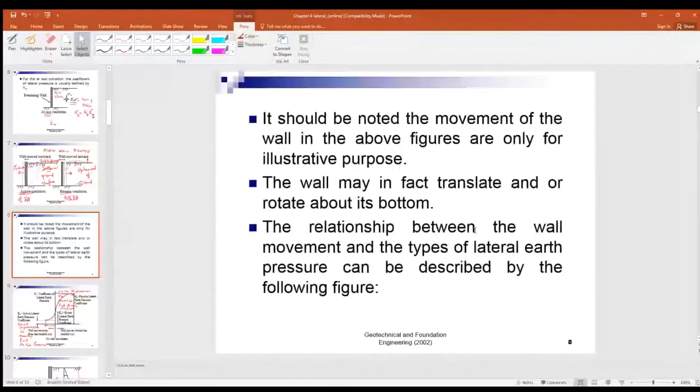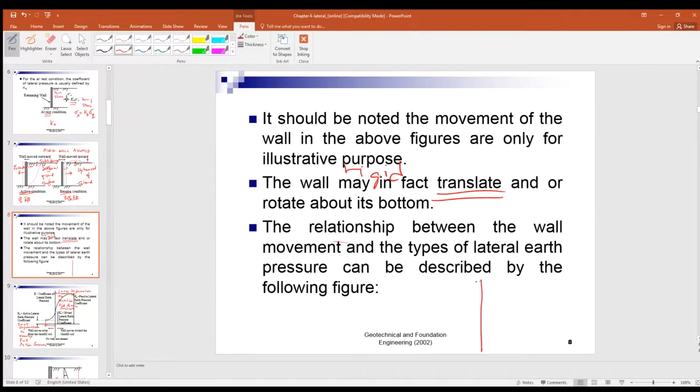Of course, the movement of the wall in the last slide shows the conceptual illustration only. Assume it's a rigid wall. It's going either towards the left or to the right, going out or moving in. The rigid wall in fact only translates. But in reality, the situation is much more complex.